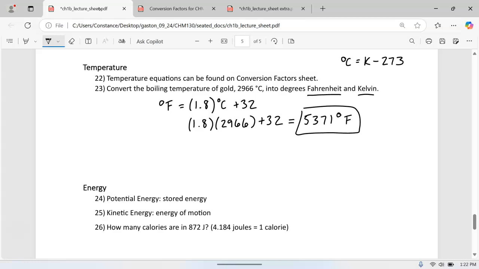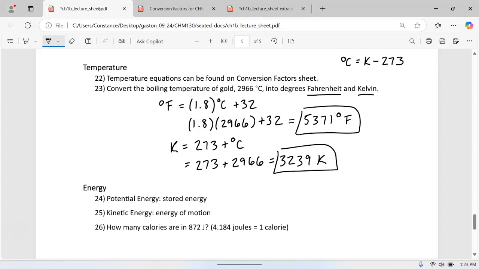Then do the same thing with Kelvin. The equation for Kelvin is the opposite of subtracting. It's going to be 273 plus the degrees Celsius. So that's 273 plus the 2966 to give us a total of 3,239 Kelvin. Do make sure that when you're reporting the values you include the units, degrees Fahrenheit or Kelvin, next to the number, not on the other side of the equality.